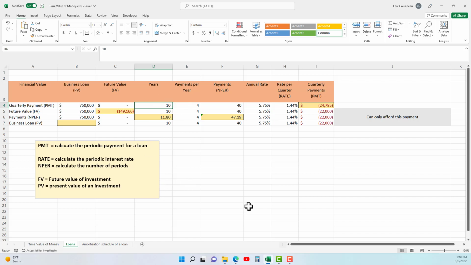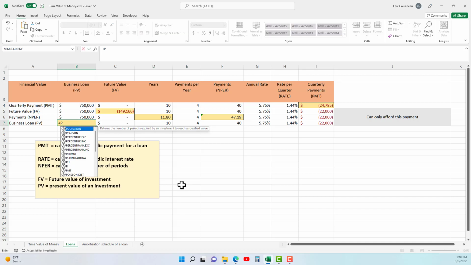Finally, one more. I can only afford $22,000. I want to get it done in 10 years or 40 payments, so then how big of a loan can I get? What's the largest loan I can afford? Well, that is asking for the present value function. What is the present value of this stream of payments? I can't talk and type at the same time.